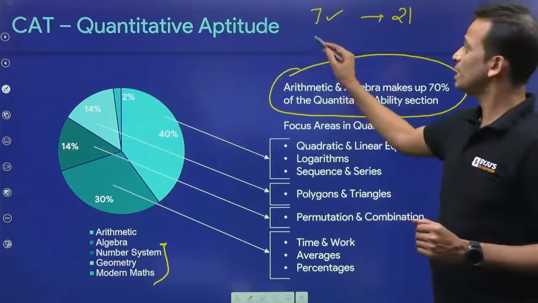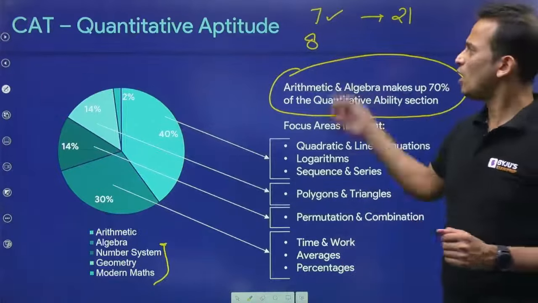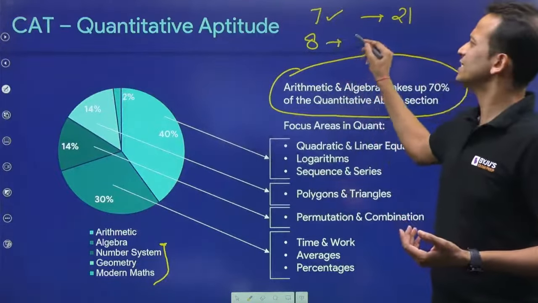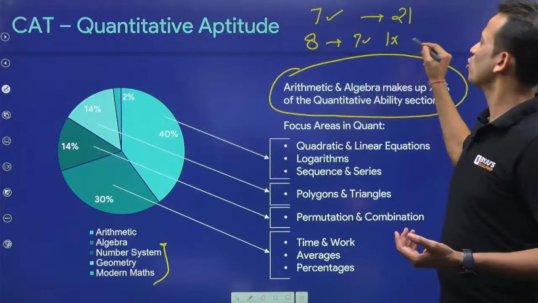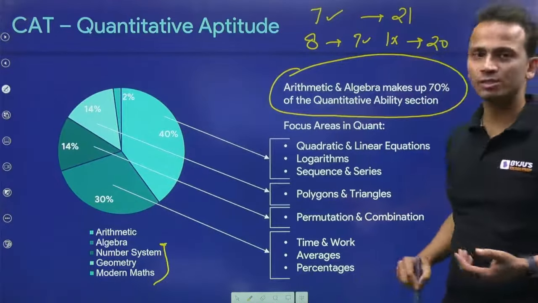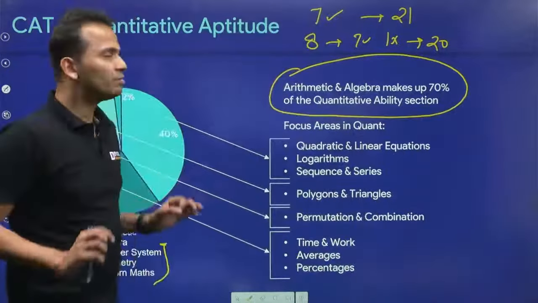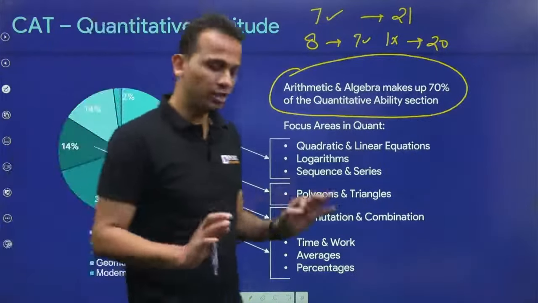If I'm attempting 8 questions, then out of 8, either all of them should be correct or at least 7 correct and 1 wrong. That will fetch me 20 marks. So effectively, a score of 20, 21 will get me to 90 plus percentile in the QA section.